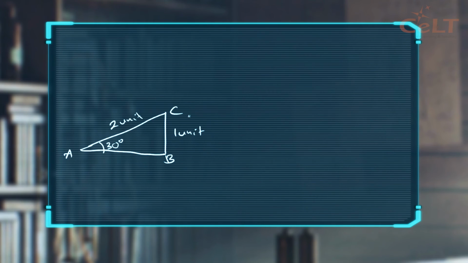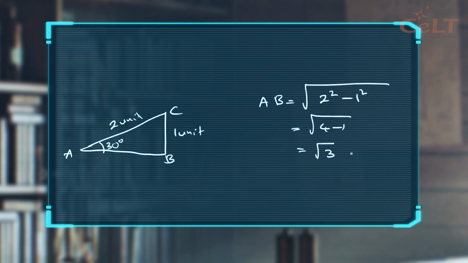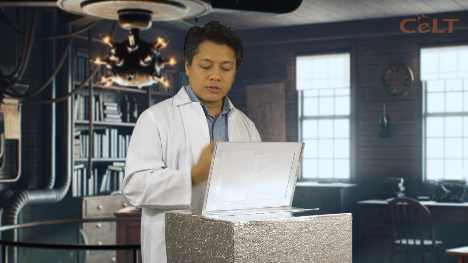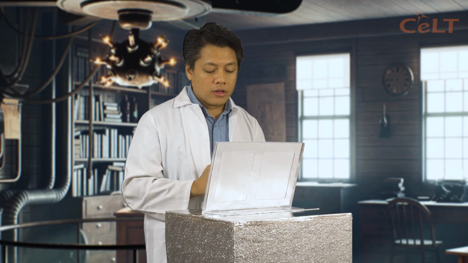So let's call this triangle ABC. Adjacent AB is equal to the square root of hypotenuse squared minus opposite squared. That is the square root of 2 squared minus 1 squared, which is equal to the square root of 4 minus 1, and finally that is equal to the square root of 3. So the length of adjacent is square root of 3 units, and we'll leave the answer like that. Now we have figured out the length of opposite, adjacent, and hypotenuse. We can figure out the remaining trigonometric functions for 30 degrees.